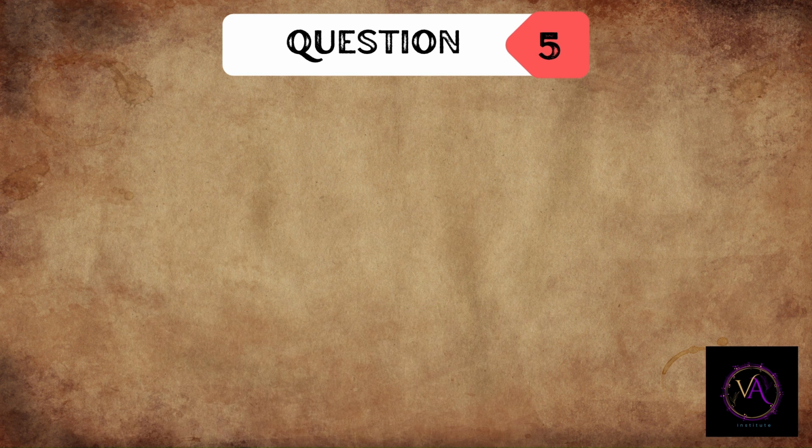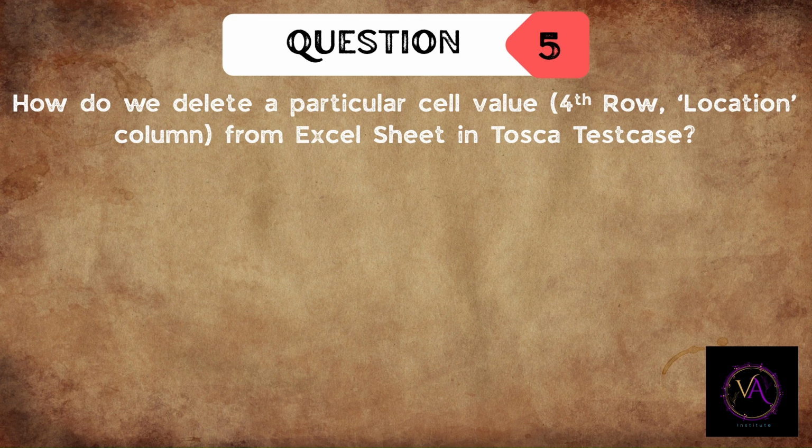Question number 5. How do we delete a particular cell value? A particular cell value like fourth row, location column value. The fourth row and the column is location. We may have multiple other columns like first name, last name, address, but I want to delete something from the location. How do we do that? Fourth row location from the Excel sheet in Tosca test case.